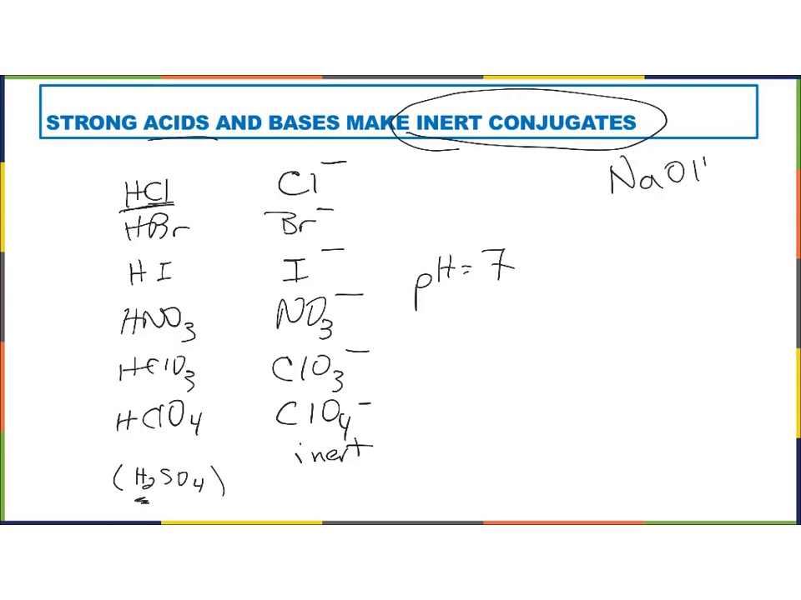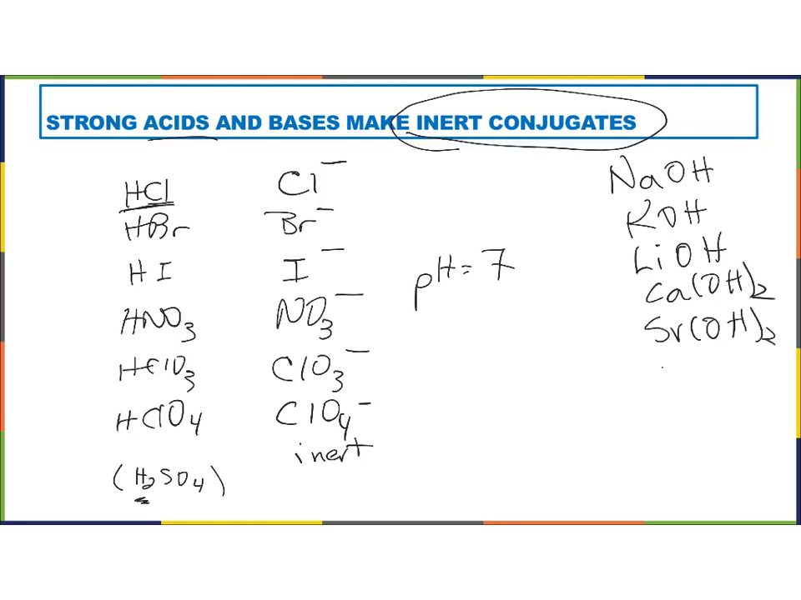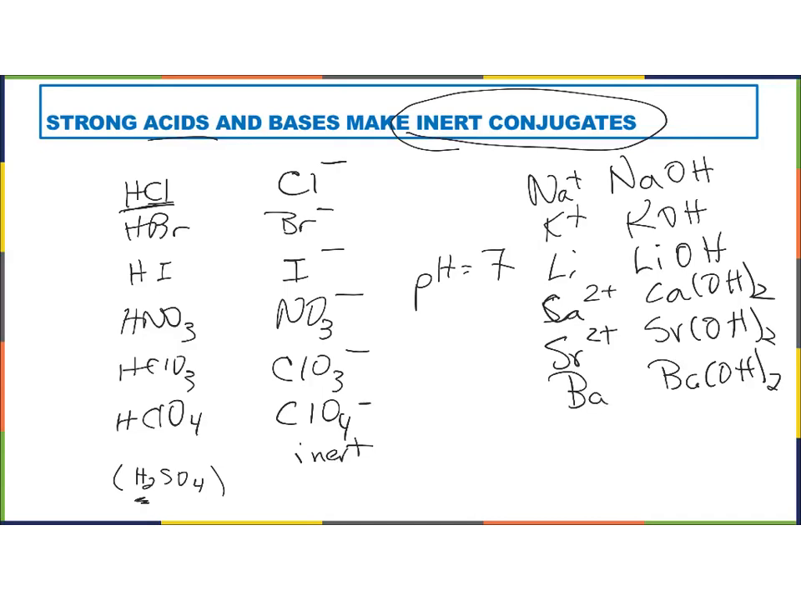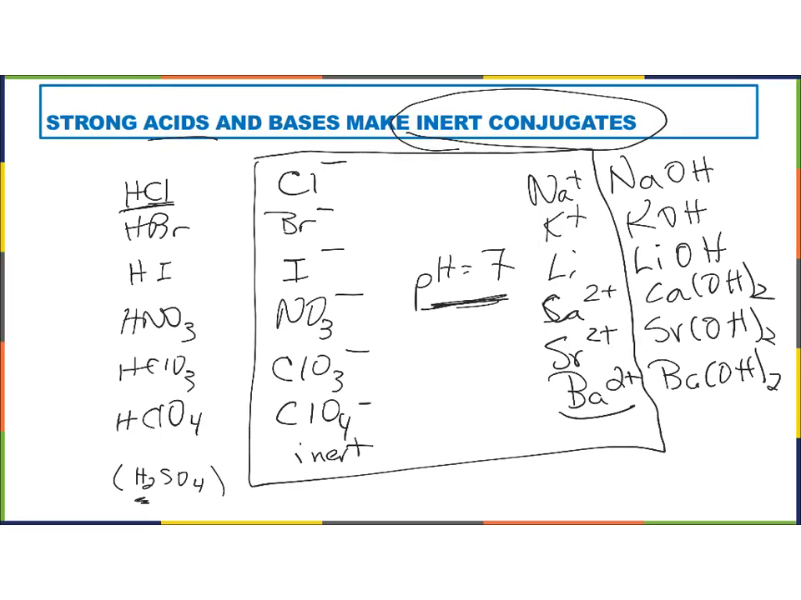So we know that sodium hydroxide and potassium hydroxide, lithium hydroxide, calcium hydroxide, and strontium and barium are our nice, strong bases. And this is going to tell us as well that if we have sodium or potassium or lithium or calcium, strontium or barium, and we put these guys in water, they're going to have a pH of 7 as well. And our conjugates of our strongs are going to be inert.